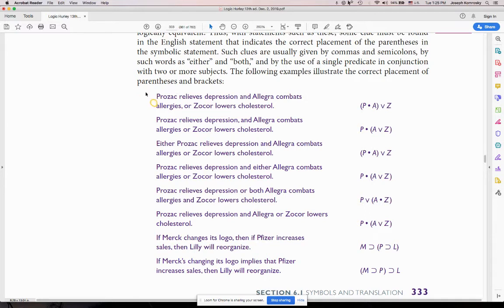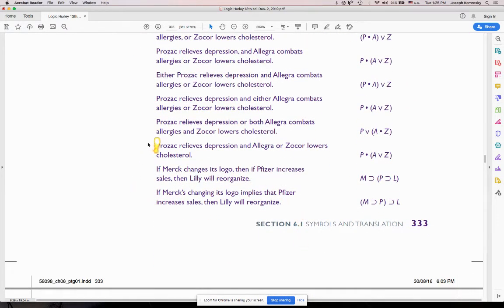Prozac relieves depression and Allegra combats allergies, comma, or Zocor lowers cholesterol. So Prozac relieves depression and Allegra combats allergies. That whole thing is P dot A in parentheses, and then the comma signifies another operator coming at you, or Zocor. So look at all these. Look at where the commas are and the parentheses. It's a little fancy down here. We'll do the horseshoe one. If Mark changes its logo, then if Pfizer increases sales, then they will organize. So if Mark changes its logo, we know "if" is going to represent a horseshoe.